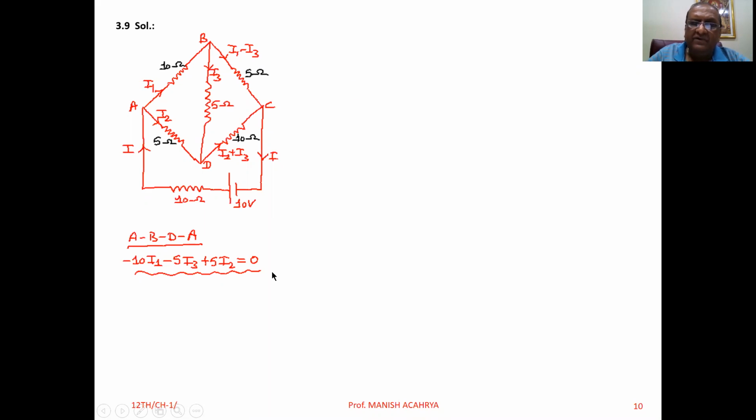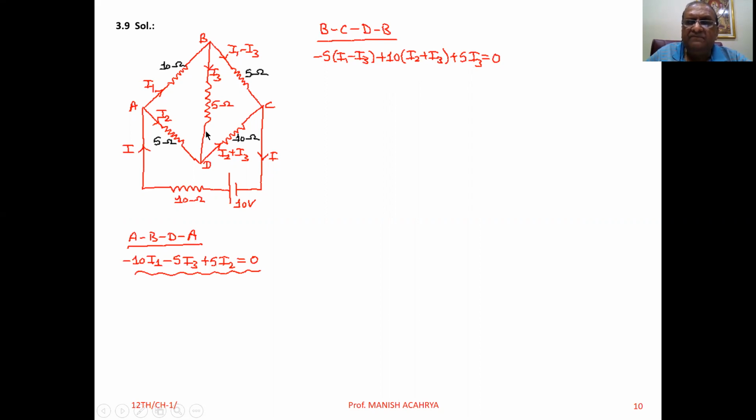This is equation 1. Then consider the loop B, C, D, B. So B to C, you are moving in the direction of the current I1 minus I3 through 5 ohm. So potential difference is negative, minus 5 into (I1 minus I3). Then C to D, you are moving in the opposite direction of the current. So potential difference across 10 ohm, that is plus 10 into (I2 plus I3).